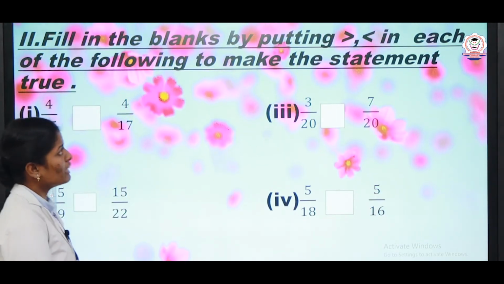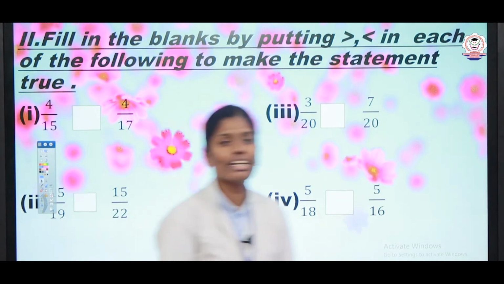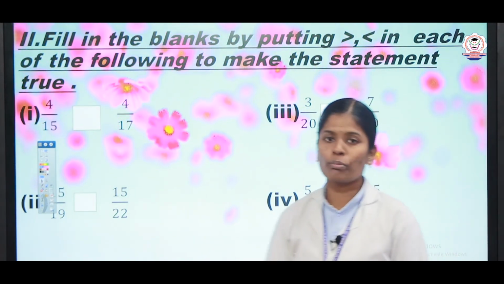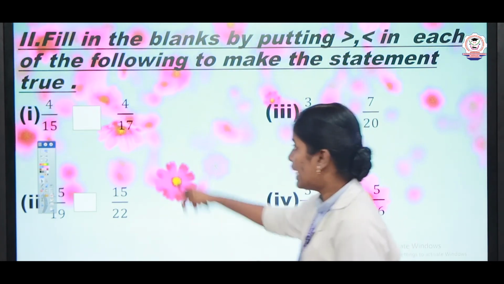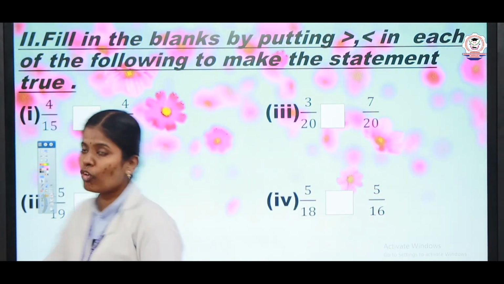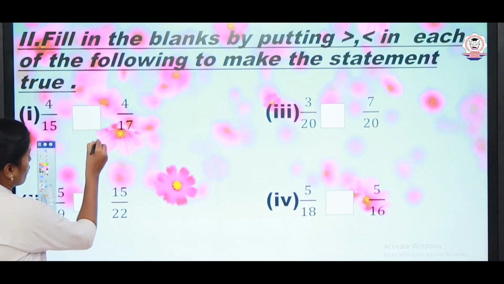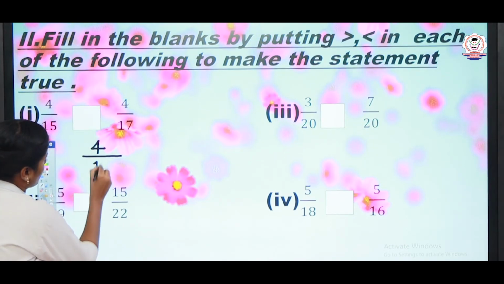So, next topic, fill in the blanks putting greater than or less than in the box to make the statement true. Our first question, we have 4 by 15, 4 by 17. So, take 4 by 15, then 4 by 17.